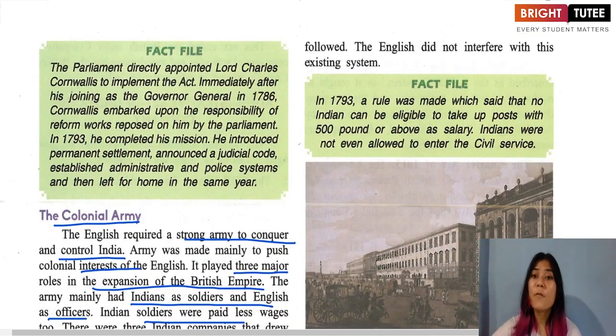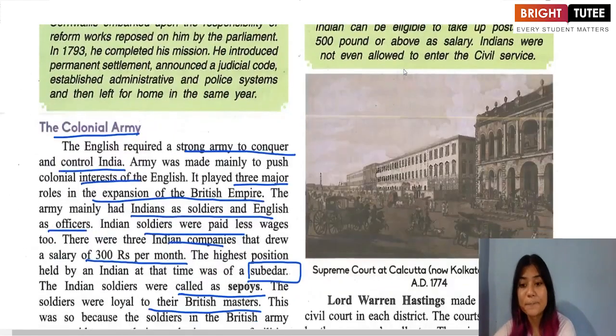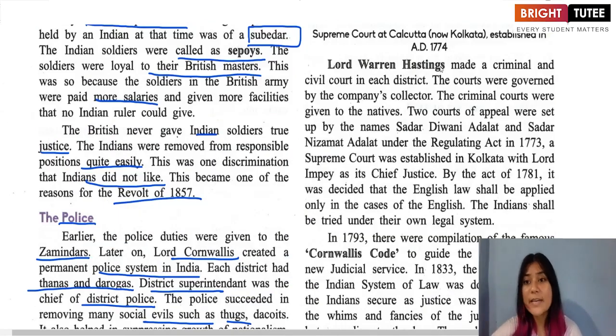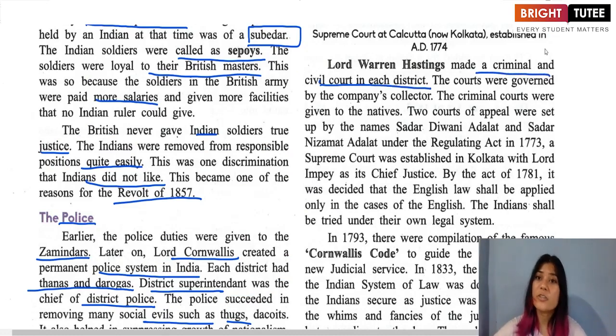So the Hindus followed Shastras, okay, and the English did not interfere with the existing system. They did not interfere with how they dealt with crime and justice, okay. Lord Warren Hastings made criminal and civil courts in each district. Now in each district, criminal and civil courts were set up.